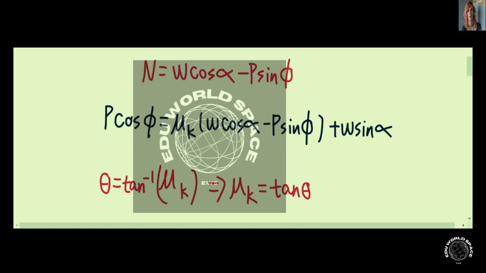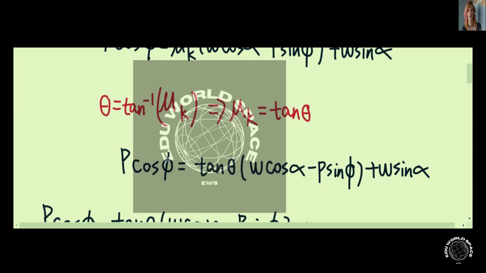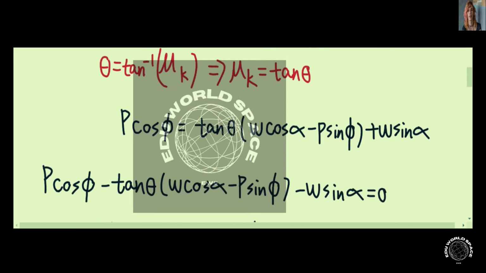So in the question, you were given that angle theta is equal to inverse tangent mu K. Therefore, the coefficient of the kinetic friction is equal to tangent theta. So now we can use tangent theta to substitute for mu K. So we have P cosine phi is equal to tangent theta times W cosine alpha minus P sine phi, plus W sine alpha. Therefore, we have P cosine phi minus tangent theta times W cosine alpha minus P sine phi, minus W sine alpha is equal to 0.